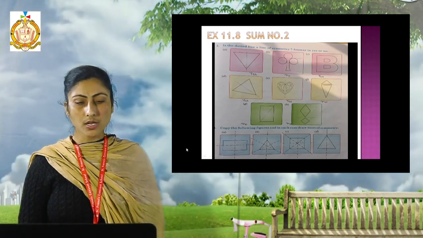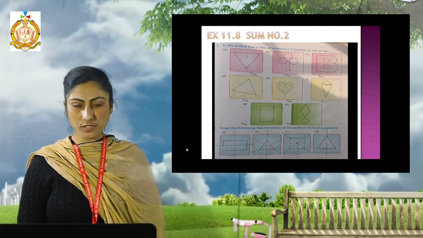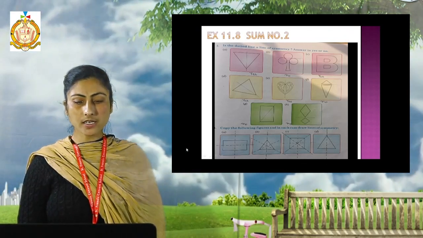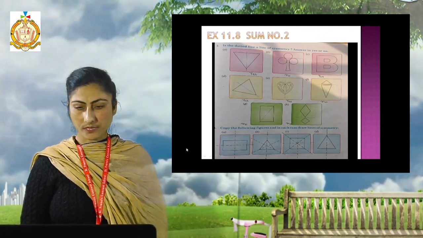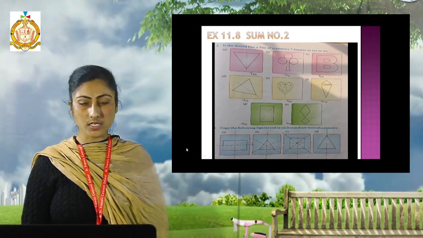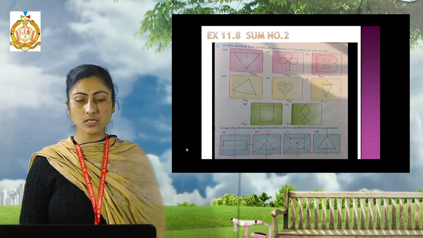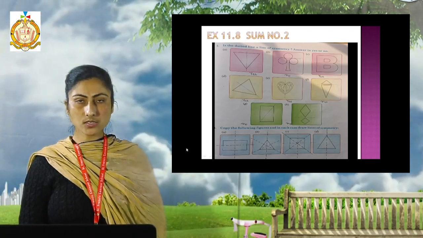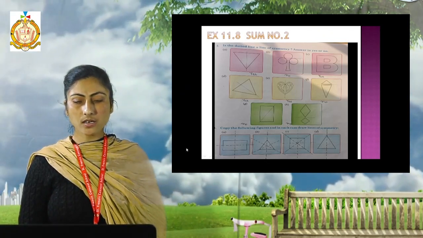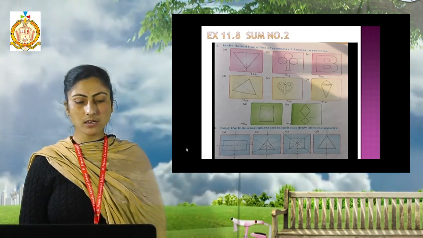Next, second part: is the dotted line a line of symmetry? Answer yes or no. In the first figure, this line is a line of symmetry, so yes. Then the second is no, because the 2 parts are not equal and they will not exactly fit over each other. The third part, B letter, has a line of symmetry, so yes. Then D part also yes. E part also yes, F part no, then G part no, H part no.